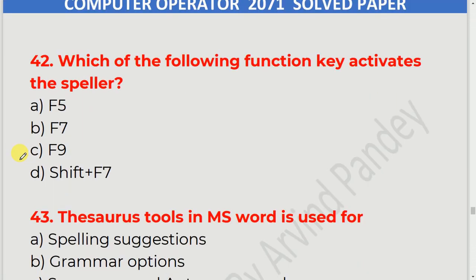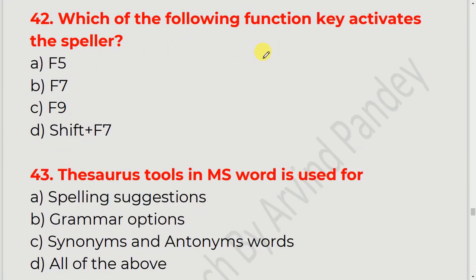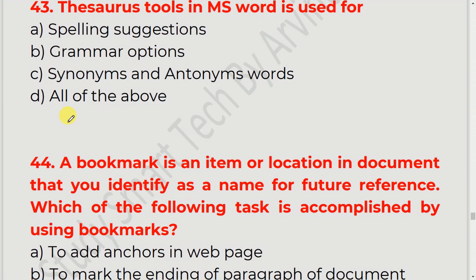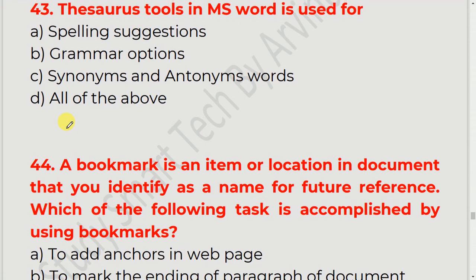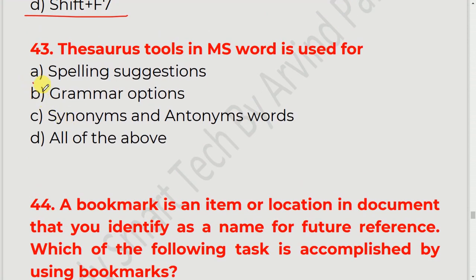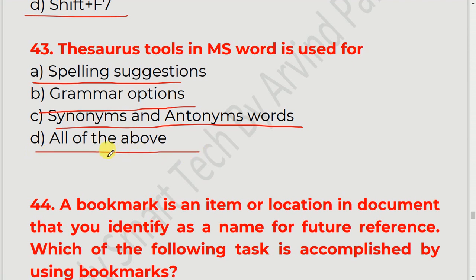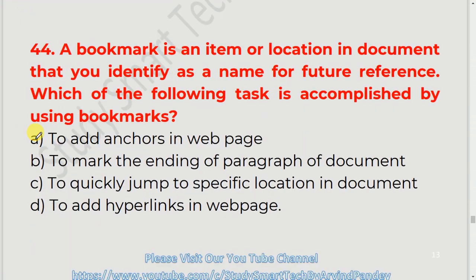Question number 42. Which of the following function key activates the speller? Option A F5, B F7, C F9, D Shift plus F7. And the correct answer is option B F7. Question number 43. Thesaurus tools in MS Word is used for option A spelling suggestions, B grammar options, C synonyms and antonyms words, D all of the above. And the correct answer is option C synonyms and antonyms words.